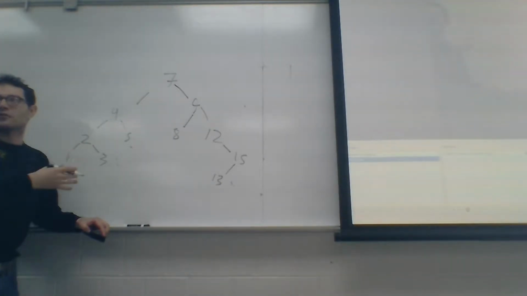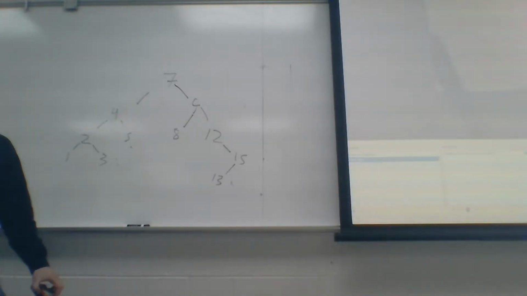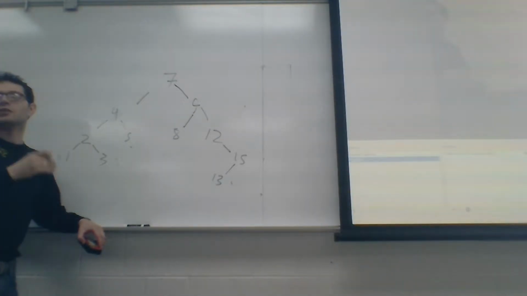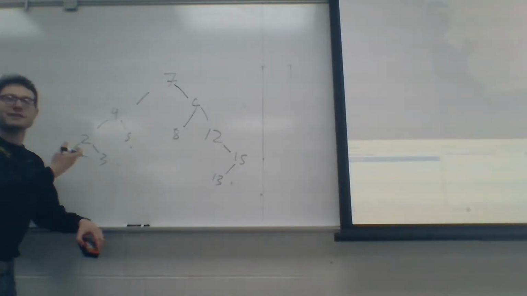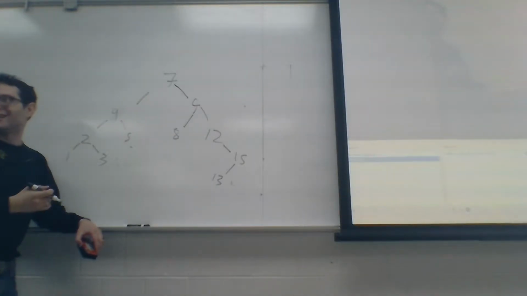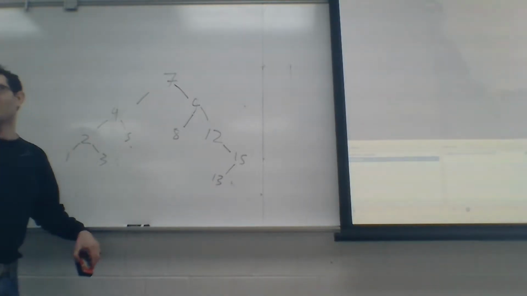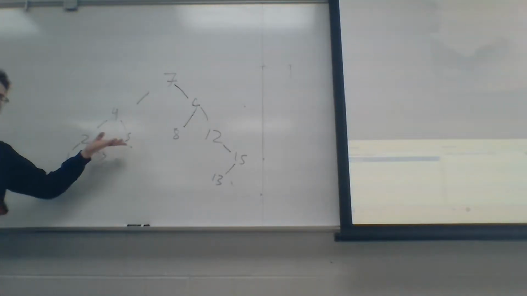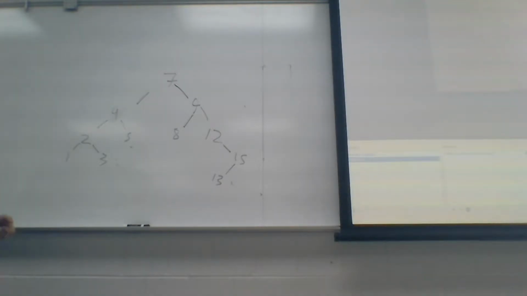A leaf being an external node, a leaf has no children, right? So if you delete a node that has no children, all you have to do is simply remove it. The way you remove it is you simply tell its parent, hey, set me to null, right? Set your left child or your right child, whatever I am, to null, right? That's all you have to do, right? And presto, changeo, leaf is gone.